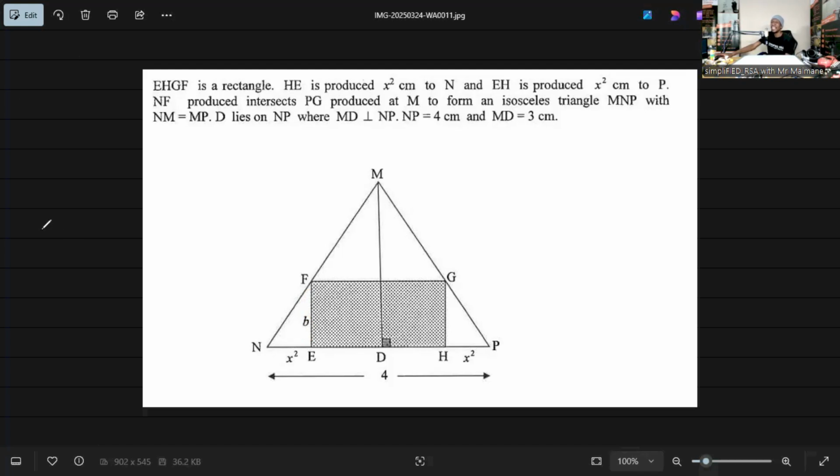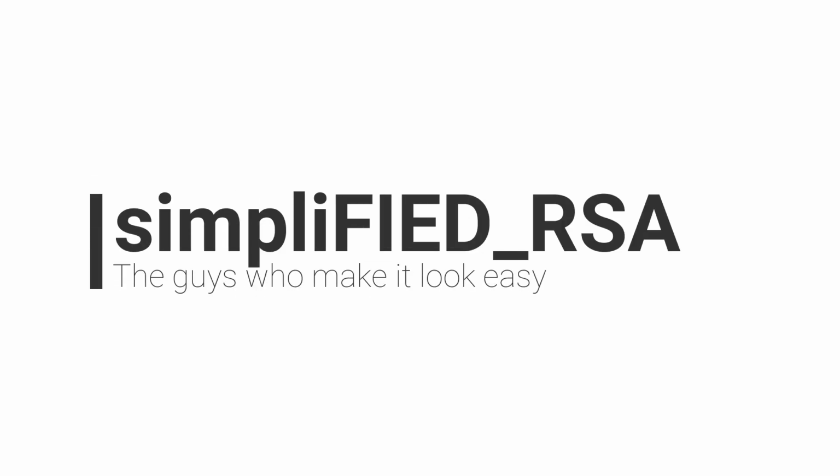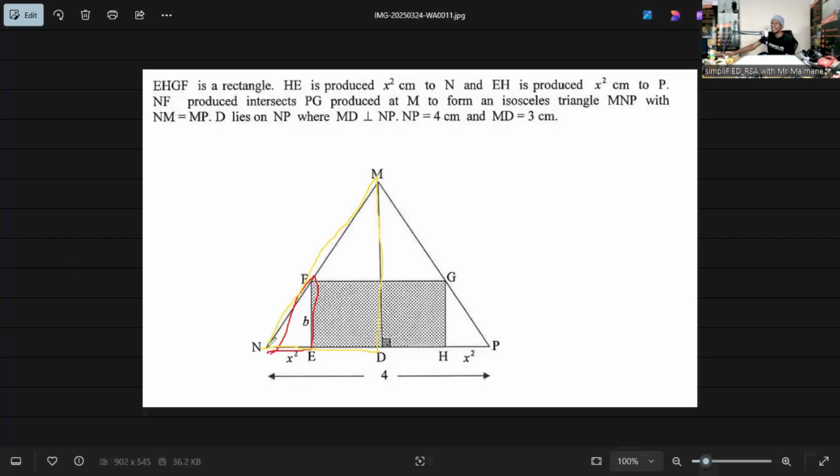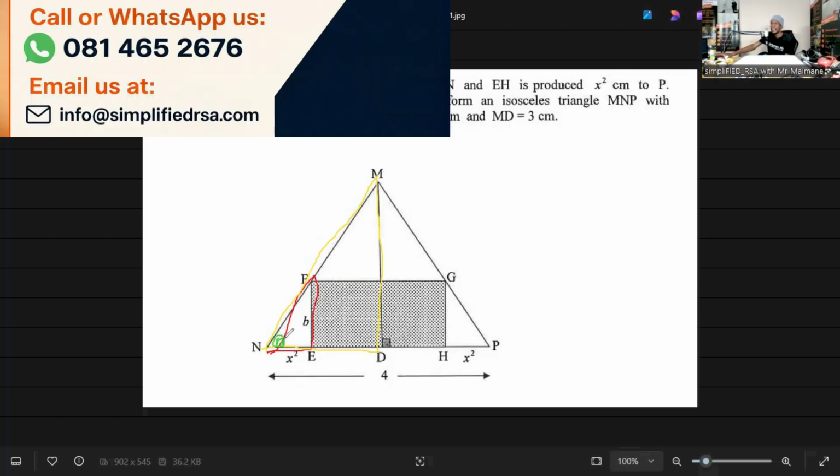Somehow we can tell that triangle NEF is very much similar to triangle NDM. These two triangles are similar. And what makes the two triangles similar is that angle N is common between the two triangles. This angle here, N, is common between the two triangles.